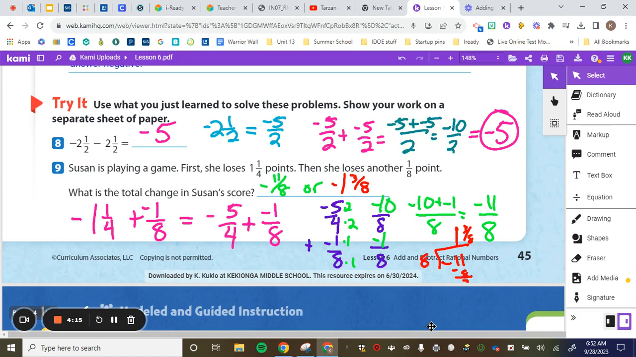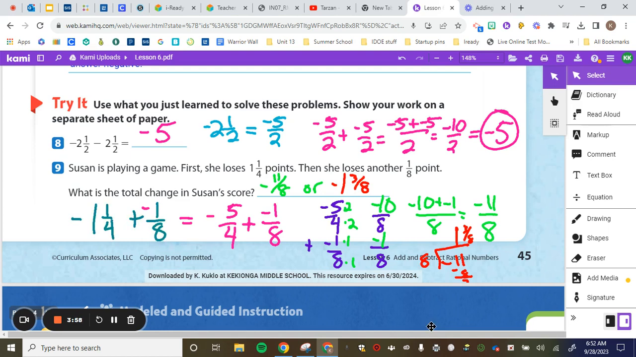And negative 10 divided by 2, because fraction means divide, it's the same thing as negative 5. On number 9, I had to do the same thing. She lost 1 1/4 point, so that's negative 1 1/4, plus she lost 1/8 of a point, plus negative 1/8.